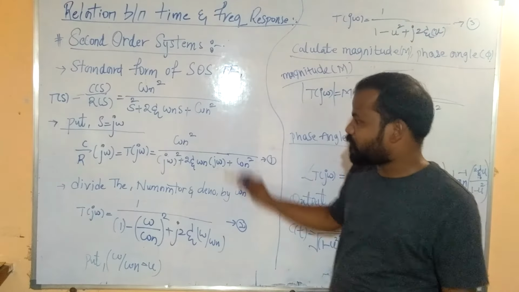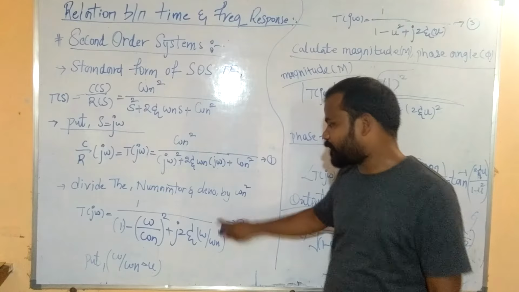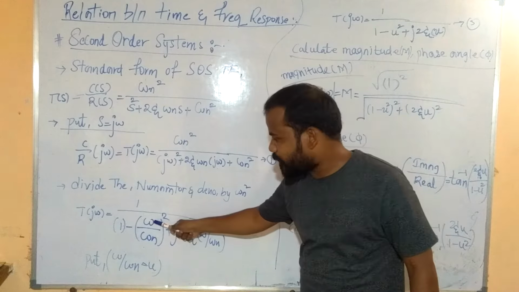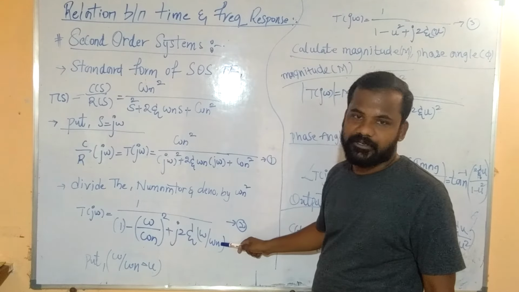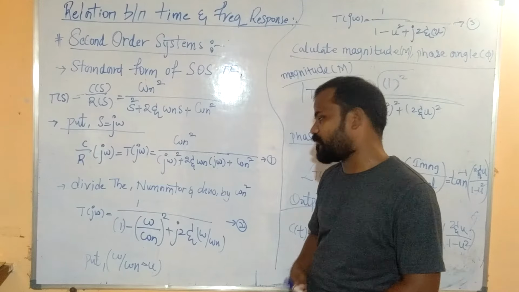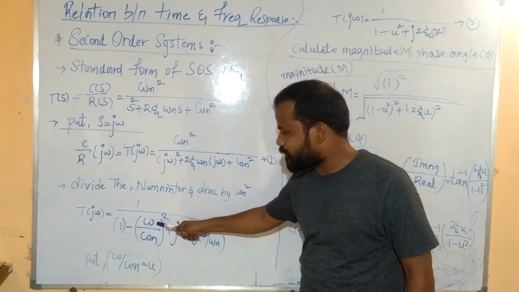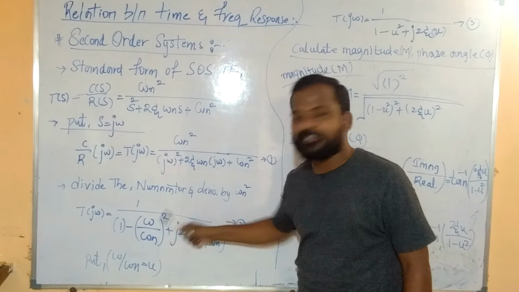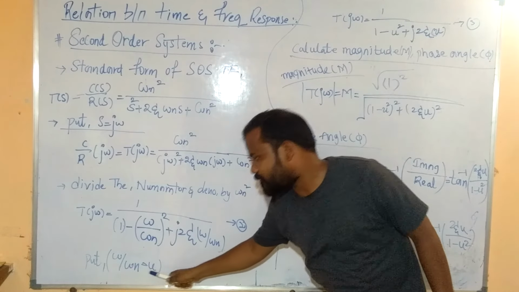So after solving this total term, we will get this total equation. Clear? After that, I am writing omega by omega n square here, and here also omega by omega n square. So this total term is related to frequency only now. For further simplification, I am substituting omega by omega n equal to u. Clear?